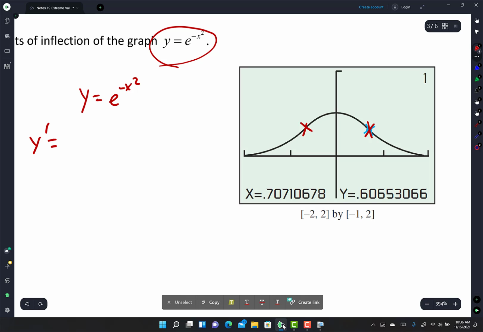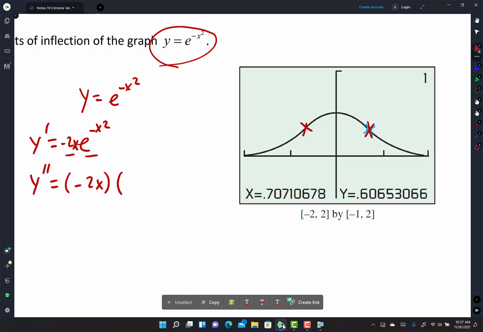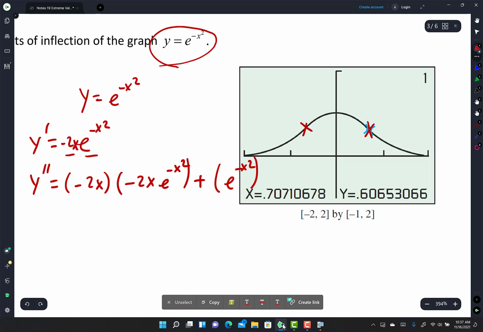First derivative. What's the derivative of e to the negative x squared? Itself times negative 2x. Perfect. Now I need to take another derivative, y prime prime. How do I take the product rule? First, negative 2x times the derivative of the second. We already know what the derivative of e to the negative x squared is. We did it a little while ago. Negative 2x e to the negative x squared plus the second, e to the negative x squared, times the derivative of the first, negative 2. Are we okay? Okay. I would leave it like this. I would not bother simplifying.